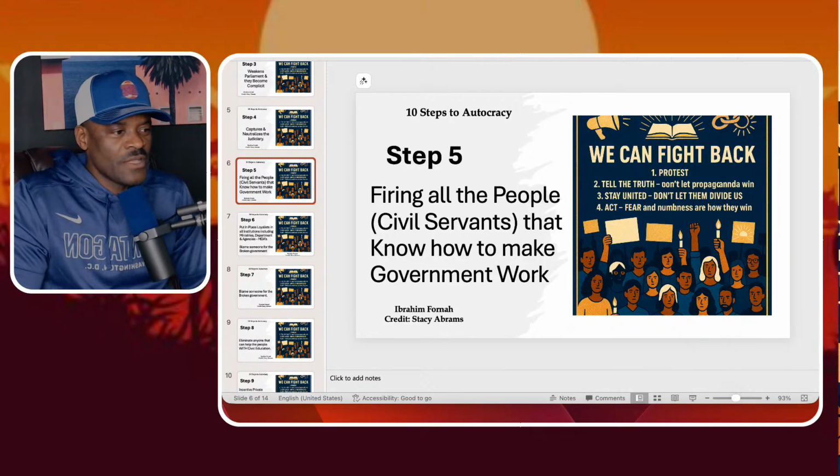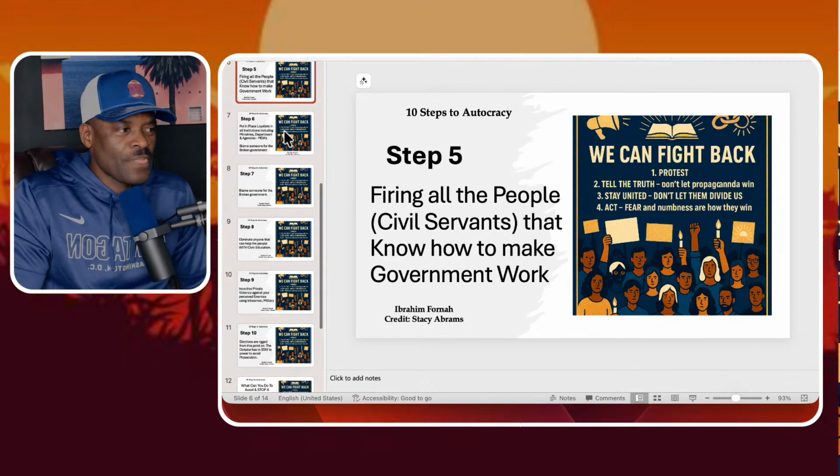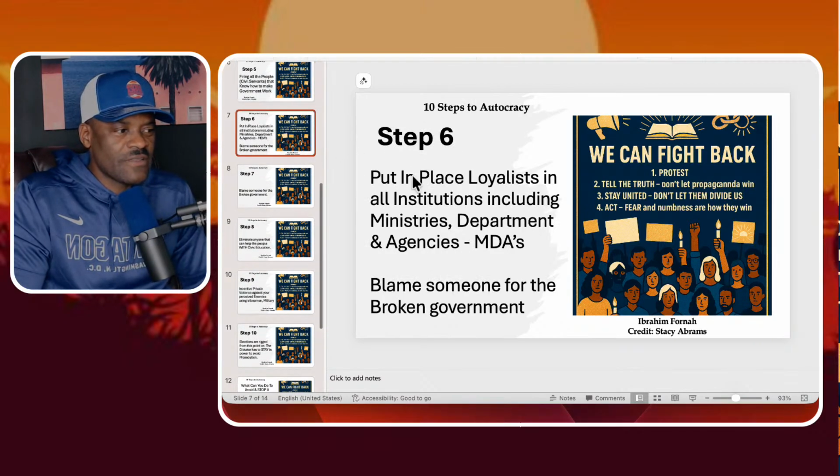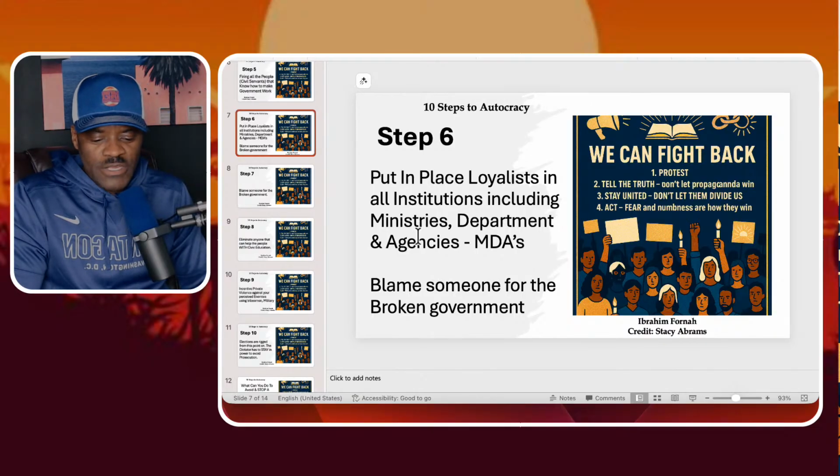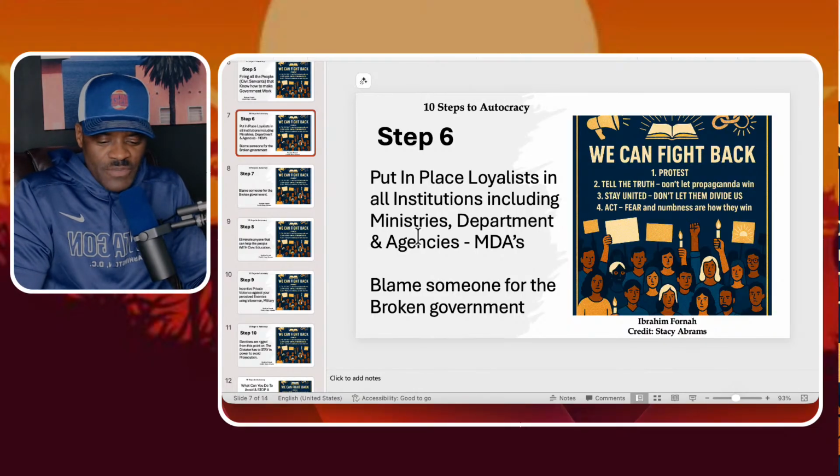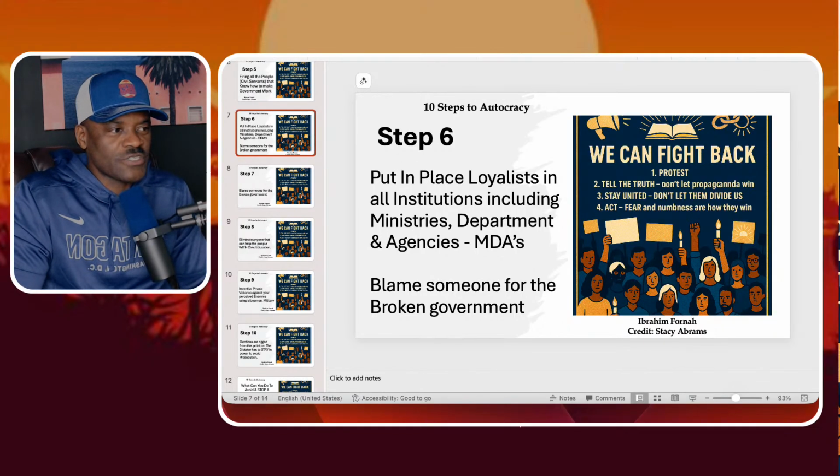We saw that. So if we go to step number 6, let's take a look at step number 6 here, right? You put in place loyalists. So when you fire everybody else, you put in place loyalists.